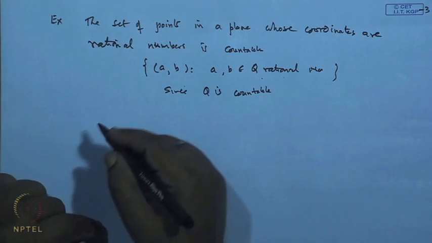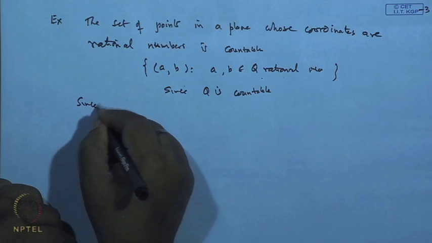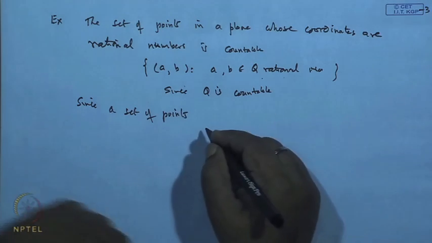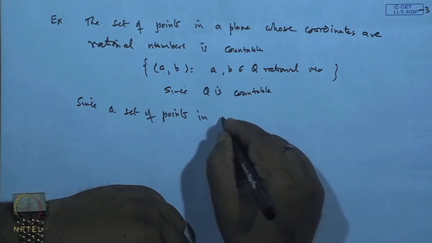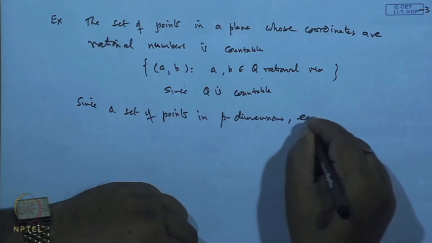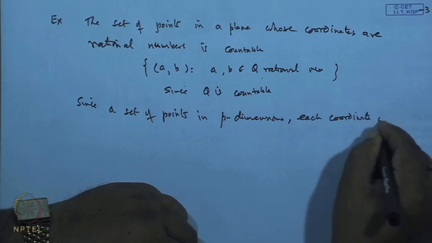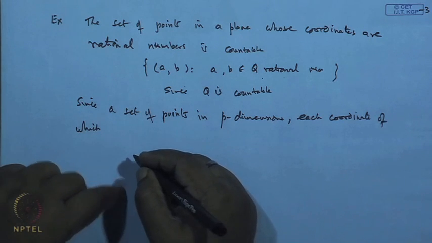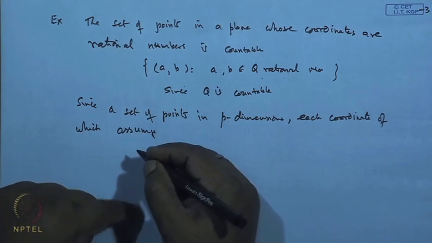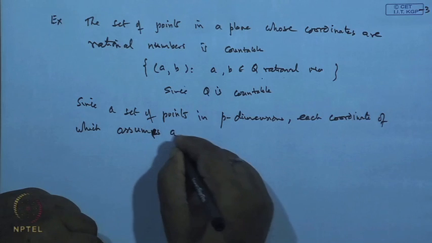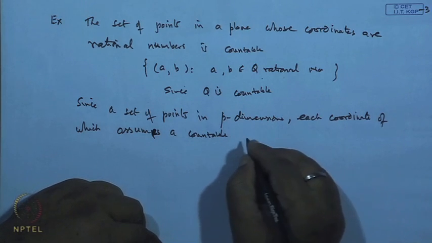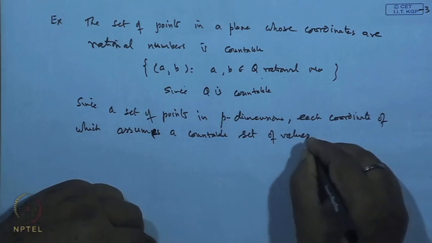Actually, based on this result, we can say the set of points in p dimensions, here the dimension is 2, each coordinate of which assumes a countable set of values, is countable.